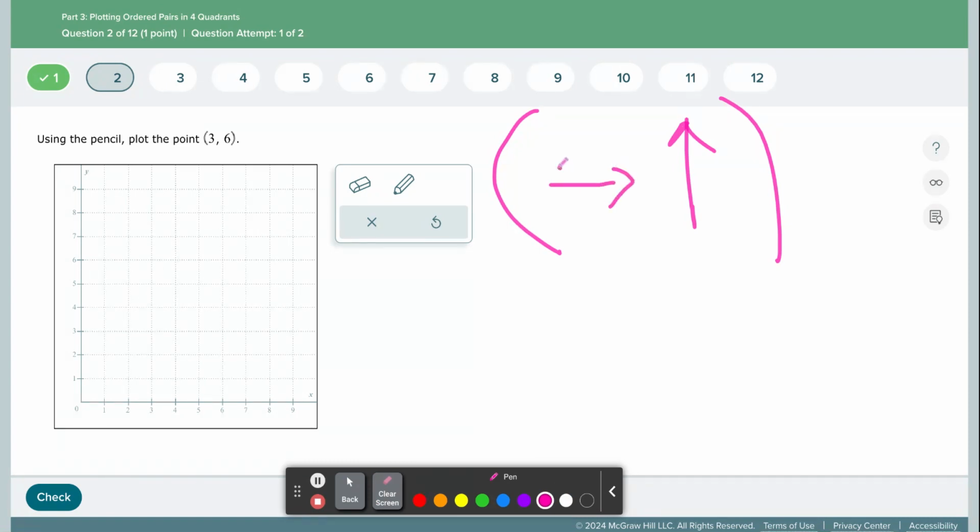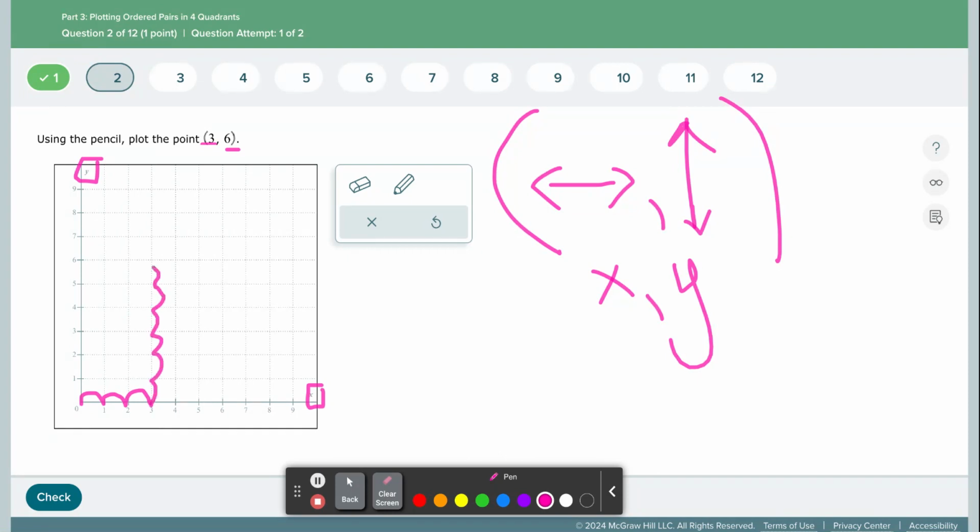So again, first number is if you're going to go left or right. Second number is up or down. It's also the order of X and Y. If you want to pay attention to that, it can also help you. So first number is positive 3. That's how I go left or right. So I'm going to go positive 3, 1, 2, 3, and then up positive 6, 1, 2, 3, 4, 5, 6. And that's where I'm going to go right here.